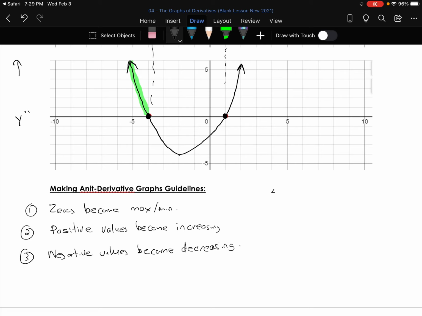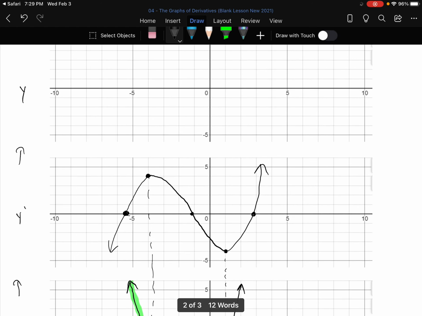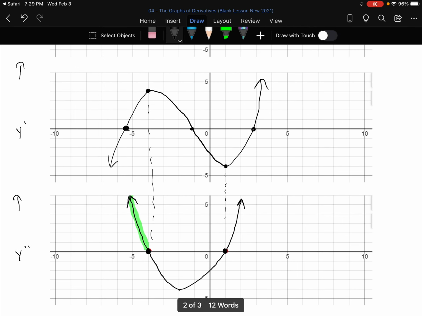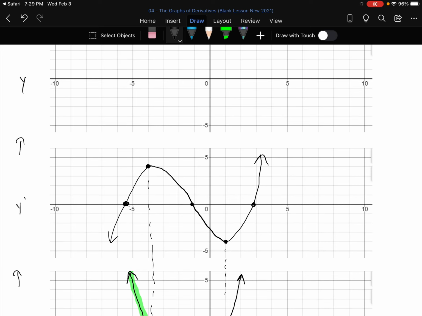Now, higher level, a little harder to do. These are hard to nail, is that our max mins become points of inflection. Again, that's the opposite thinking from when we were doing the derivative graphs. And then, so let's do it one more time here. So what was the first thing? Instead of max mins becoming zeros, zeros become max mins.